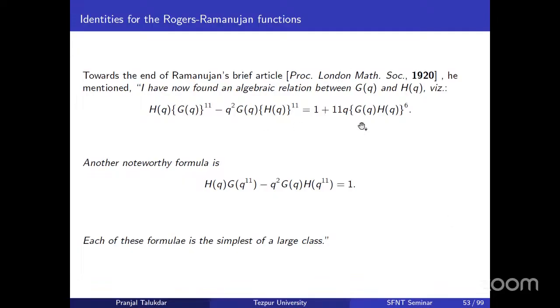Towards the end of his brief article in the Proceedings of the London Mathematical Society, Ramanujan mentioned that he had found an algebraic relation between Gq and Hq, which is this. And he also stated that another noteworthy formula is this one. Each of these formulas is the simplest of a large class. So this was his comment on these two identities, but he never revealed how many identities there were, or what he meant by this large class.